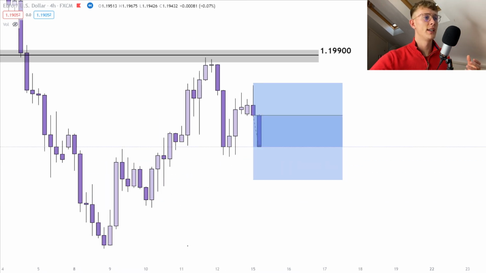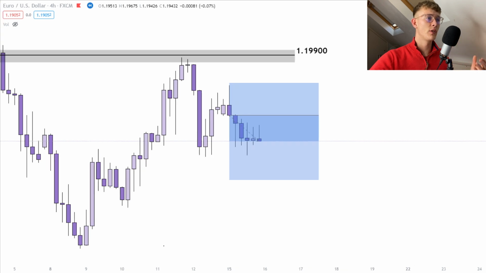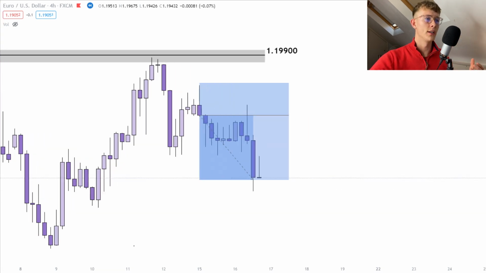Okay, so this is how this trade played out, okay? We identified that price was trending up. We failed to see any new higher highs. We then saw price failing to push any higher.